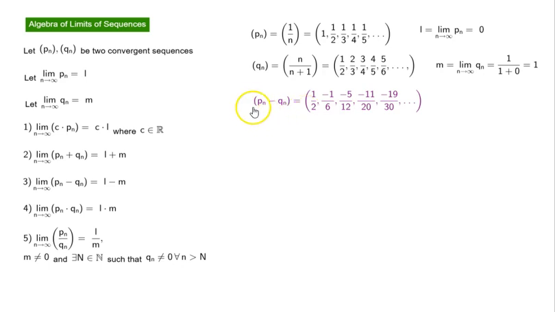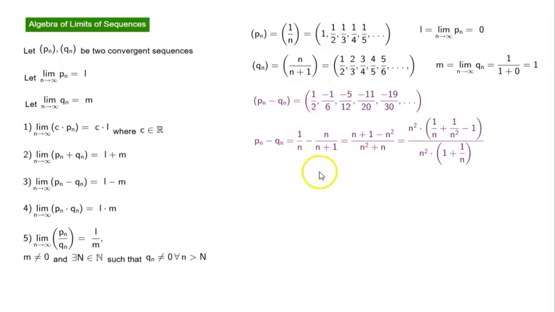Now let's figure out p sub n minus q sub n. Let's write out the terms. 1 minus 1 by 2 is 1 by 2. 1 by 2 minus 2 by 3 is minus 1 by 6. 1 by 3 minus 3 by 4 is minus 5 by 12. And so on.